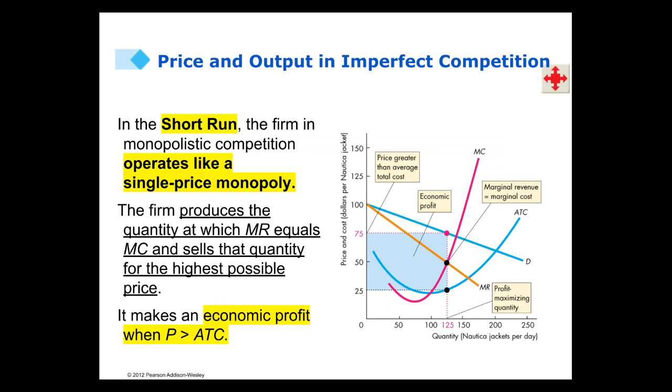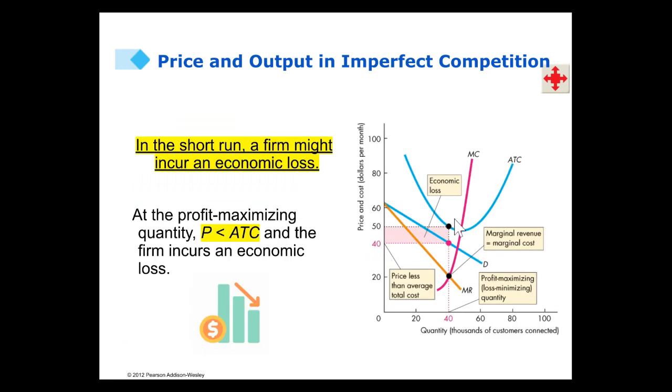So let's look at the short run. Let's look at price and output. Well, in the short run, a firm in imperfect competition operates like a single price monopoly. They produce a quantity where the marginal cost and the marginal revenue intersect each other, and then they go up to the demand curve to determine the price. And in the short run, if the price is greater than the average total cost, then they can make an economic profit. In the short run, they might also make an economic loss. If the price that they're able to charge is lower than the average total cost, then they'll make an economic loss. And that's also possible in the short run.